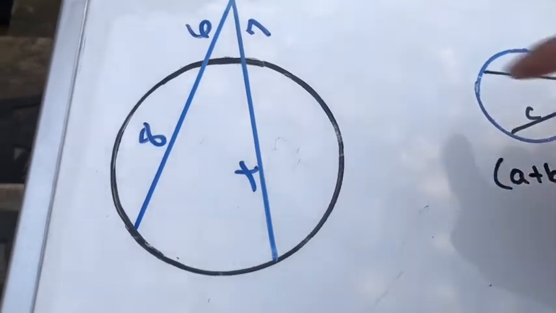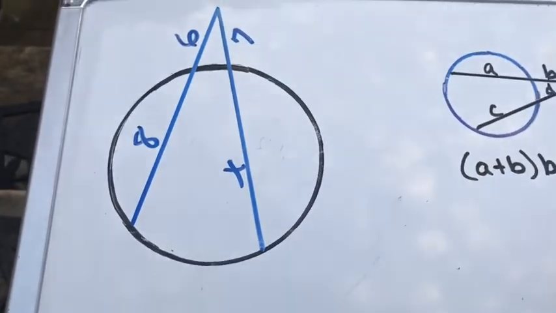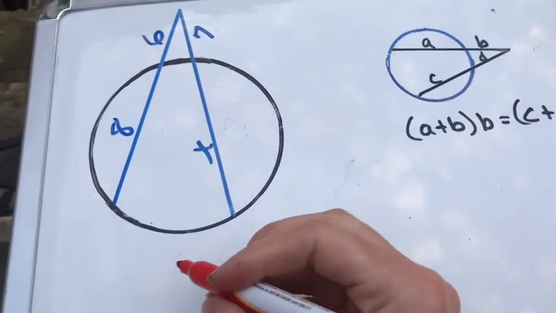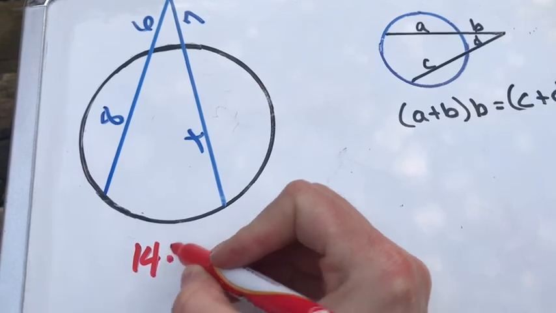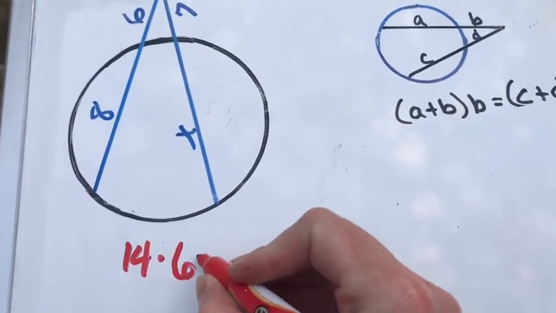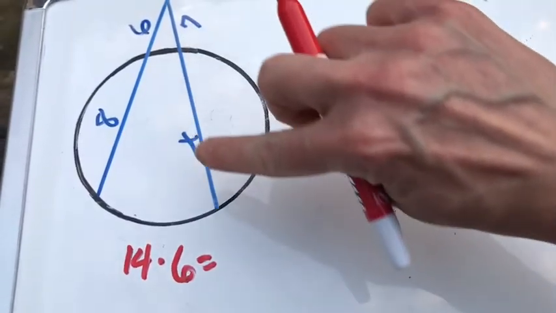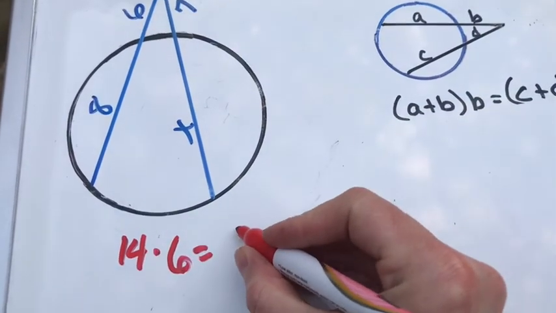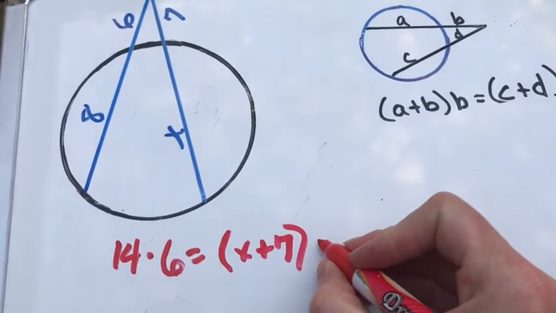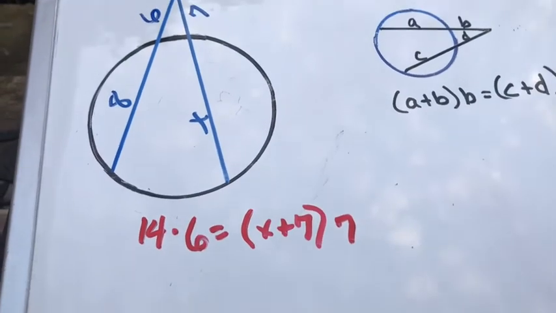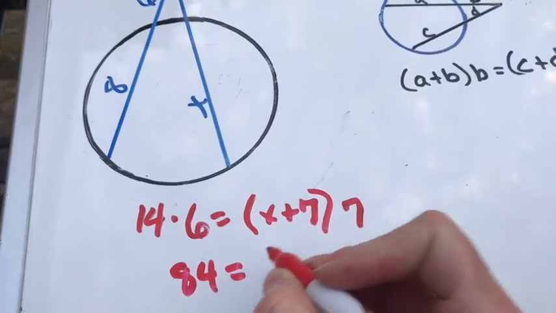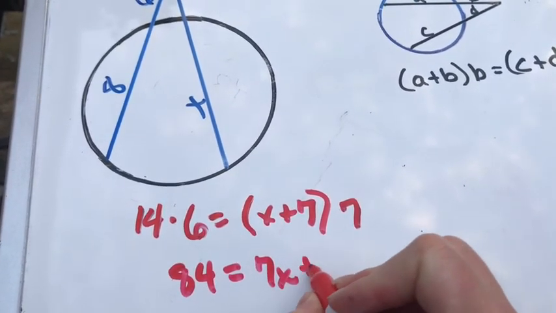Okay, so that's what we're going to do here. We're going to take the whole thing times the outside piece. So this whole piece is 8 plus 6, or 14. Okay, so that's my A plus B times the B, so times the outside, equals the whole thing. So this whole thing is going to be X plus 7 times the outside piece, and the outside piece in this case is 7. Okay, so I'm going to take 14 times 6, and 14 times 6 is 84, and that is going to equal 7x plus 49.